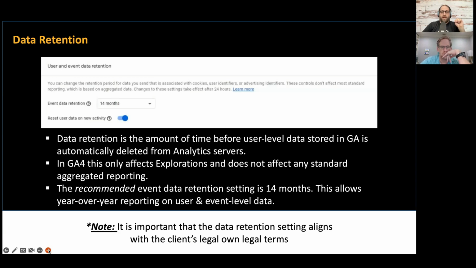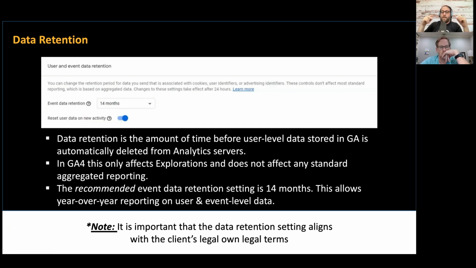Here is another point that's related, but this is about data retention. Now that you're telling me that I've got lengths of time that I can consider sources, let's look back in general. How long does Google keep your data? This is the amount of time before the user level data stored in Google Analytics is automatically deleted from analytics servers. In Google Analytics 4, this only affects the explorations center.